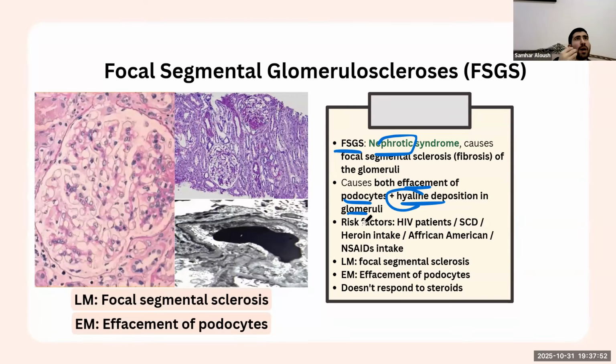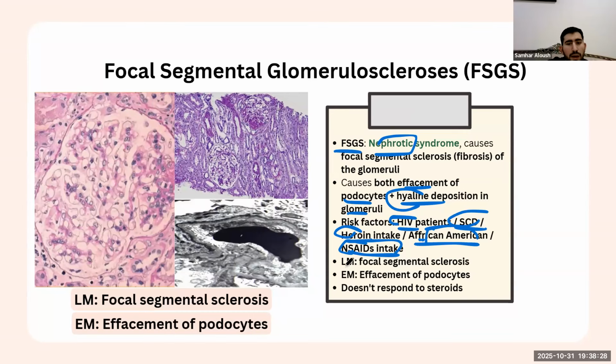What are the risk factors? Who are the people who usually have focal segmental glomerulosclerosis? HIV patients, people who have sickle cell disease, heroin intake, African American, and NSAID intake. Anyway, focal segmental glomerulosclerosis affects people who have bad behavior, meaning HIV patients, heroin intake, NSAID intake in excess. And also other populations, which are sickle cell disease people and African Americans. These people also have a high chance of having focal segmental glomerulosclerosis. But in most of the cases, it's either the NSAID one or HIV or heroin intake.